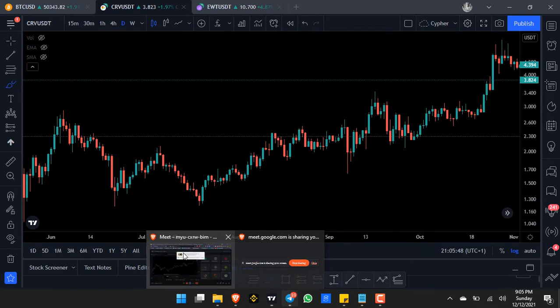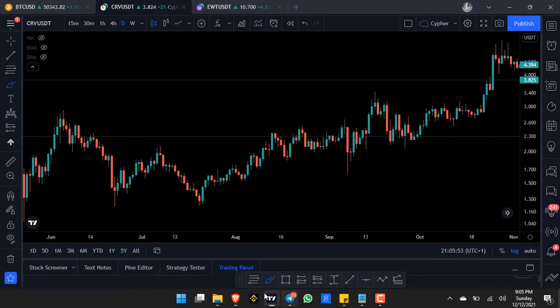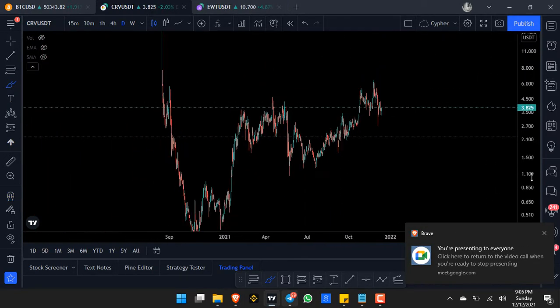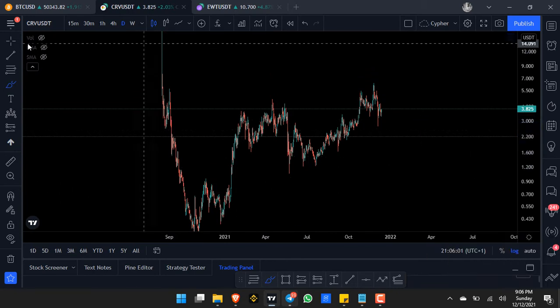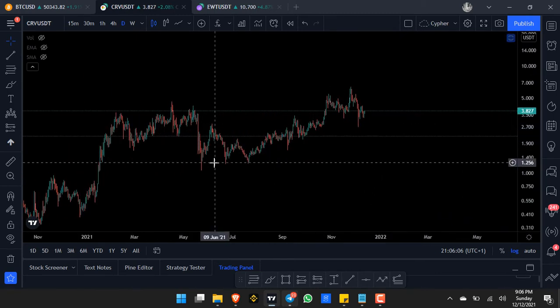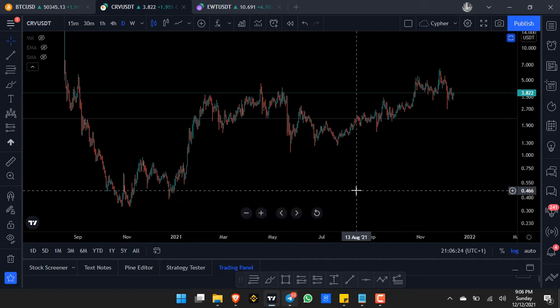Now to do that, we have to zoom out. Okay, sorry. We have to zoom out. Now when we zoom out, we'll have something like this. For a support or resistance level to be considered valid, there has to be at least two touches on the line indicating the support or the resistance.